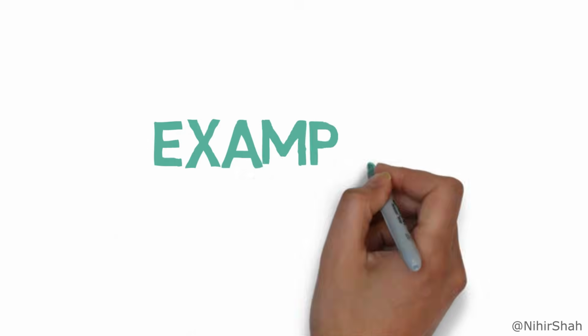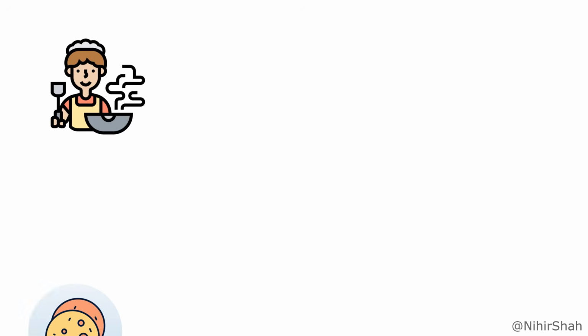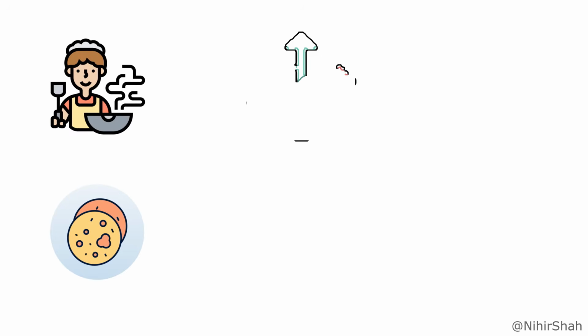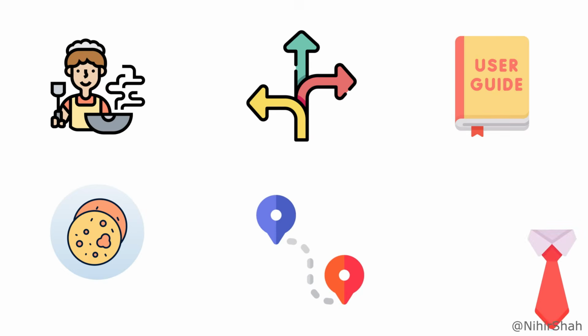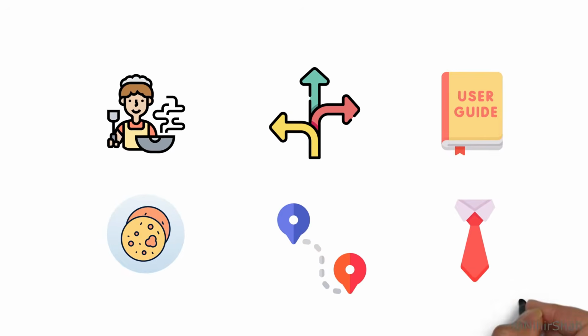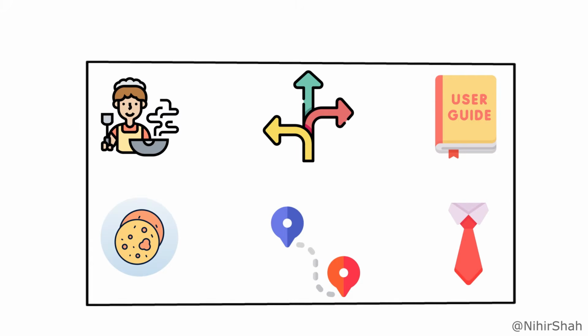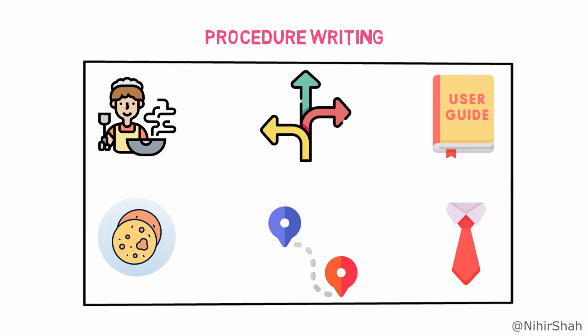Let's look into some examples of procedure writing. A recipe such as how to cook a chapati, directions on how to get from one place to another, a how-to guide, for example, how to tie a tie. In all these examples, there is a step-by-step process to perform a specific task. If you follow that step-by-step process, you will be able to perform the task. So these all are examples of procedure writing.